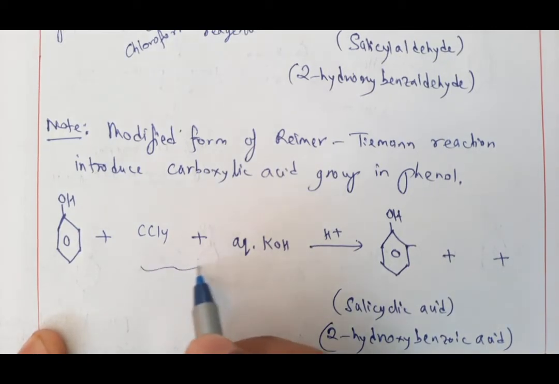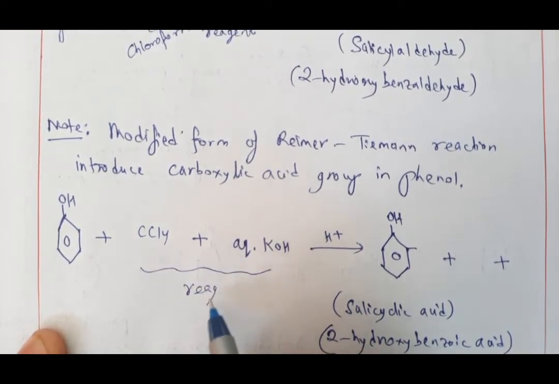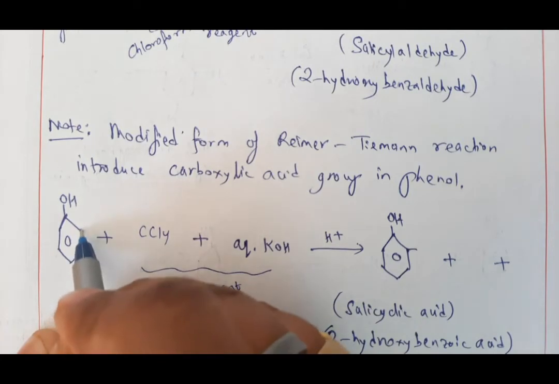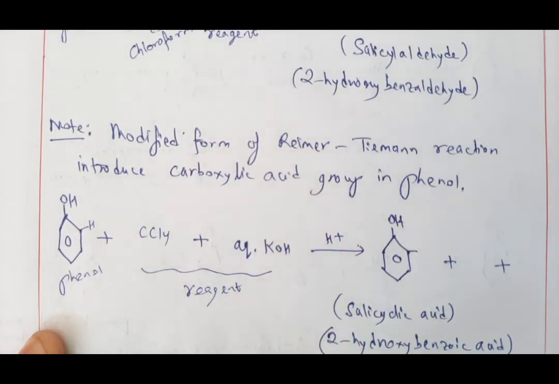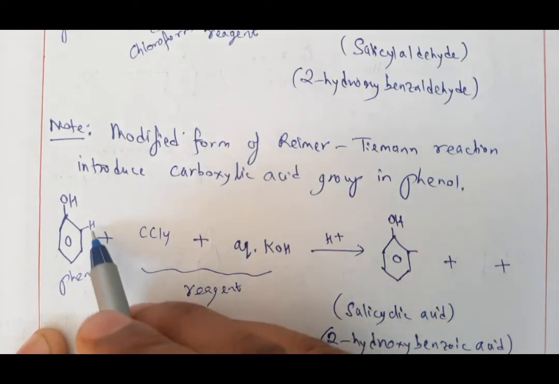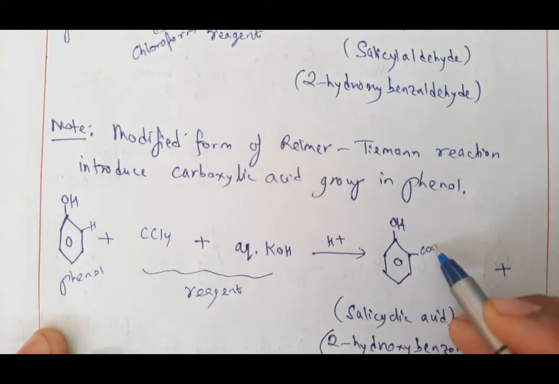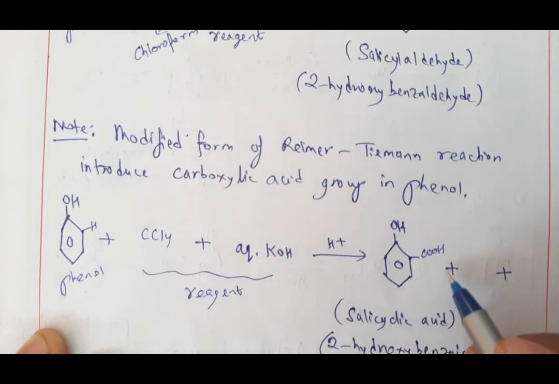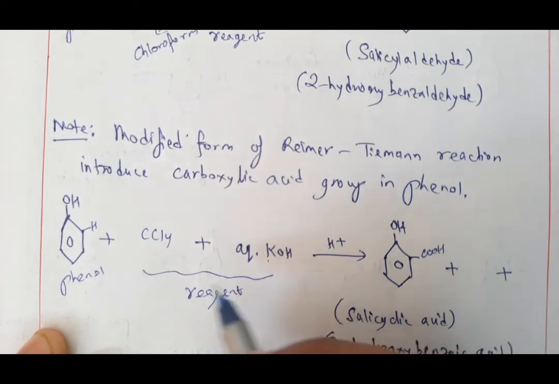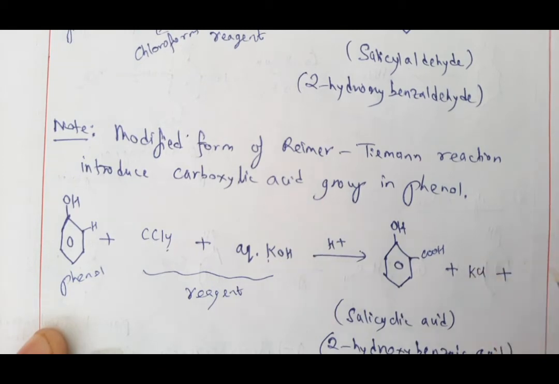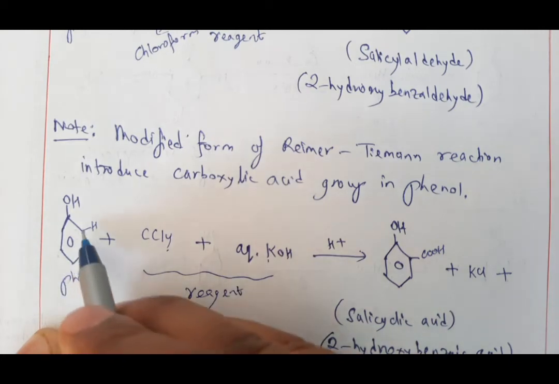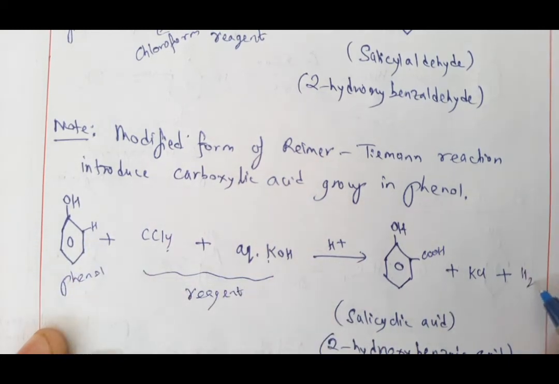Now this is the reagent of the modified form of the Reimer-Tiemann reaction, students. And in this corner there is H we can consider, because in all corners there is CH. This is your phenol. Now when you react, in place of this H, the acid group COOH gets introduced. This K and Cl come out as KCl. And this OH will go with this H to form water.